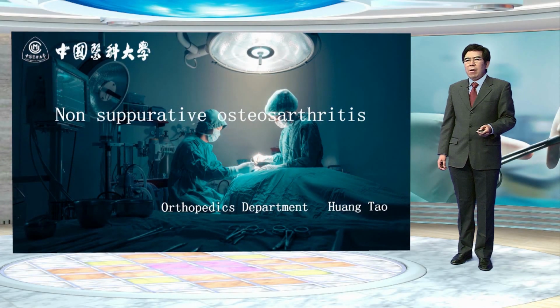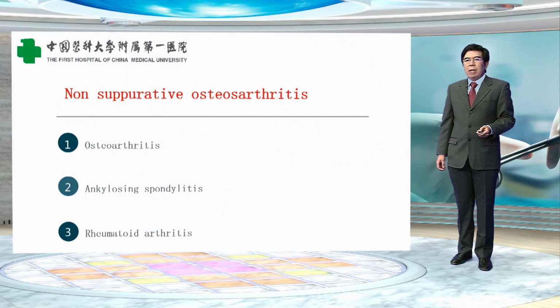Hello everyone. Today we are going to study the lesson of non-suppurative osteoarthritis. Now there are three parts that I would like to tell you. The first is osteoarthritis. Second is ankylosing spondylitis. The third is rheumatoid arthritis.